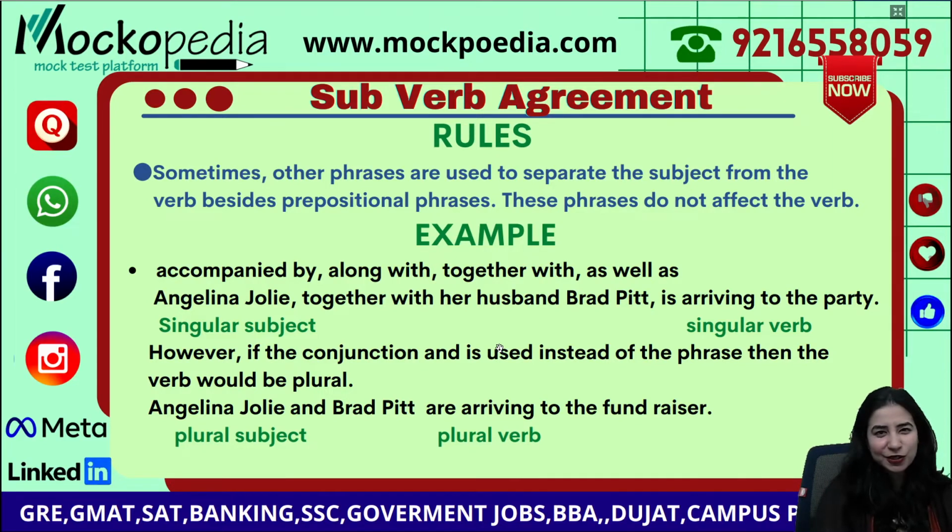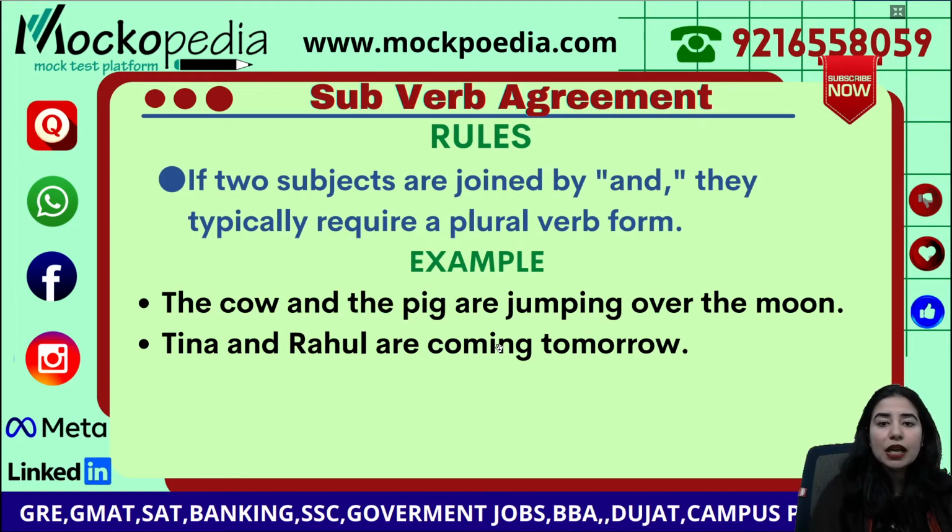Okay, so let's move to the next rule. Now, this is a simple rule. There is no rocket science here. If you're combining any two singular entities with the help of "and," the verb is going to be plural in nature. Very simple, because now if I say "the cow and the pig," we are talking about two. The nature is plural, so the verb is going to be plural.